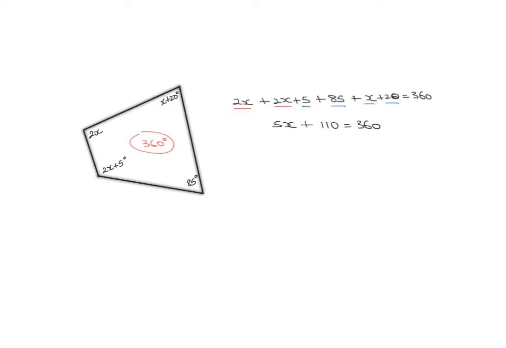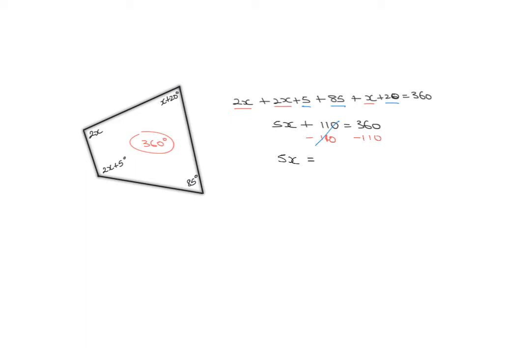Now, we need to do a little bit of inverse operation, and I like using the balancing method for this because I think it makes life easy. So the first thing we need to get rid of is this 110. And to get rid of that, I will take away 110 from there. So what will happen now is I'm going to have 5x left there.